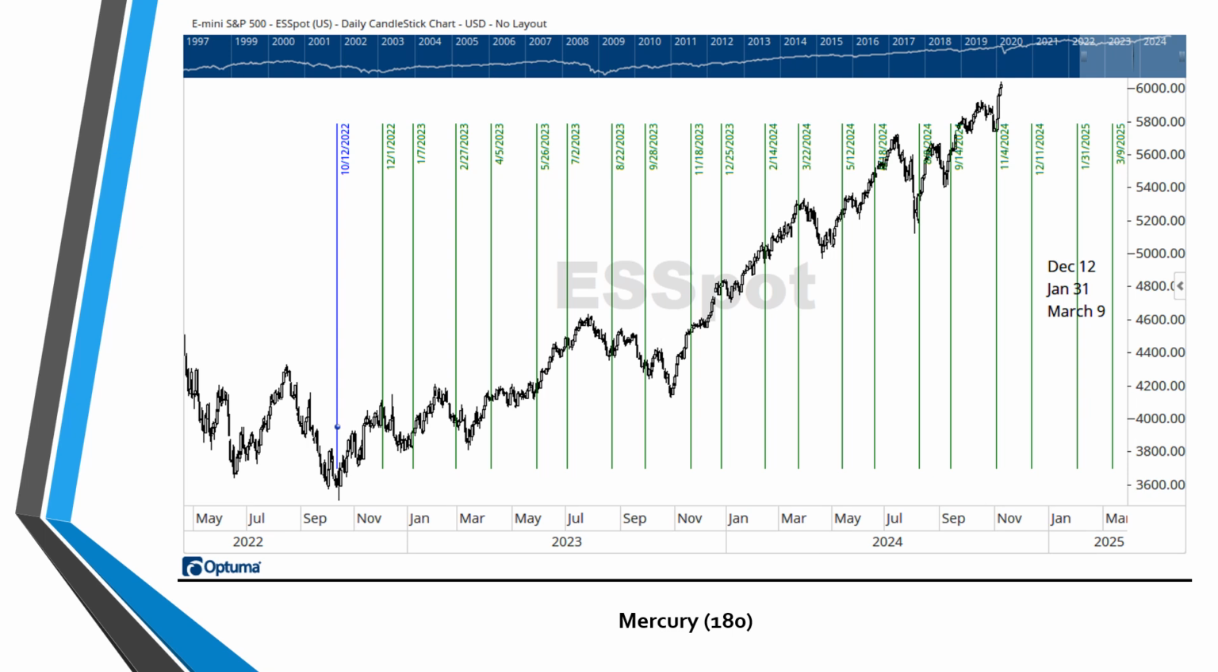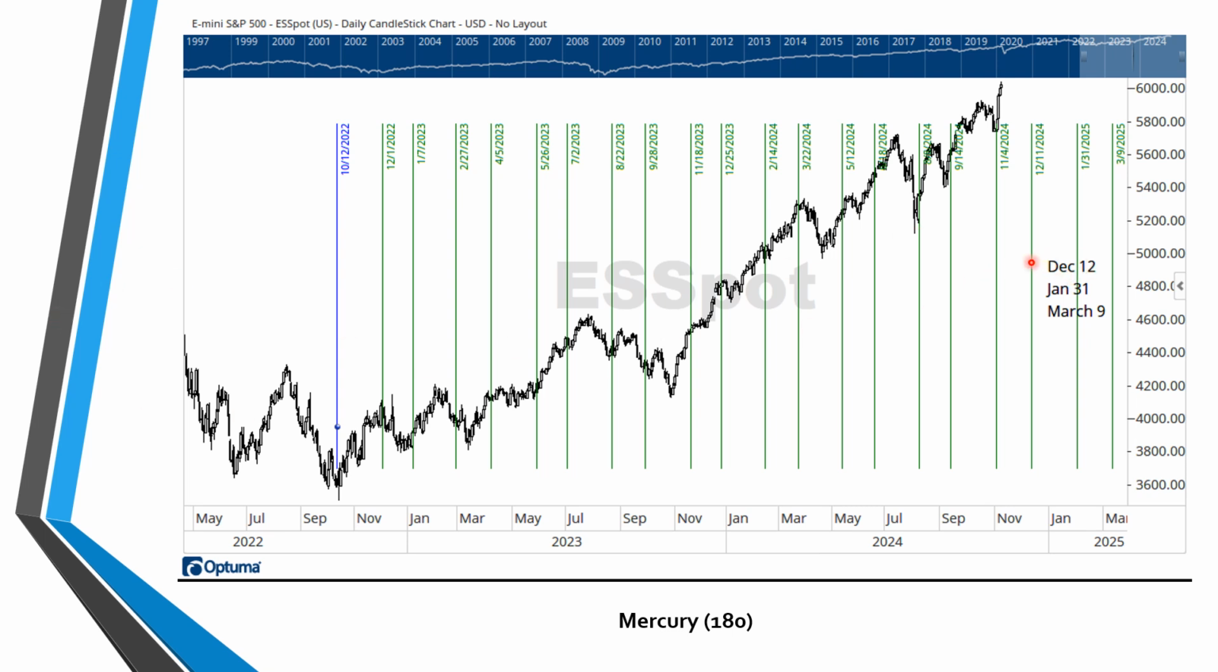Another one that Gann would have looked at is Mercury. And on this chart, again, it's a daily chart of the S&P 500. What I've overlaid here are the 180-degree increments of Mercury as it goes around the sun. And again, you can see quite often that these things do align to smaller drawdowns and more significant drawdowns. So Mercury is a good tool to use.